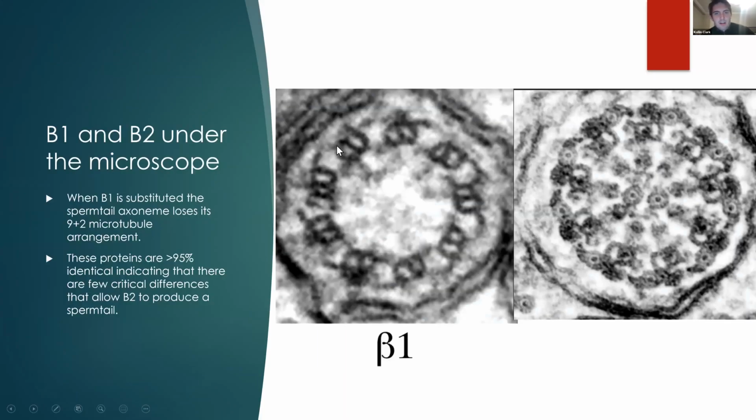So here we have our beta-1 on the left substituted in, and you'll notice under the microscope that it just has those 9 dimer rings on the outside, but it doesn't have the 2 singlets on the inside. And on the right, just for comparison, instead of a cartoon, this is what the beta-2 actually looks like under the microscope. It's interesting because these proteins are more than 95% identical. So that 5% has implications for what the few critical differences are that allow beta-2 to produce sperm and be motile.